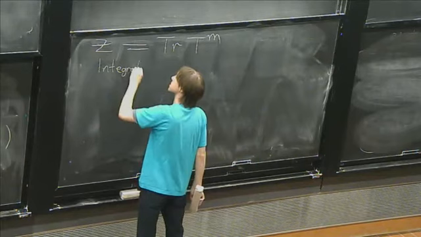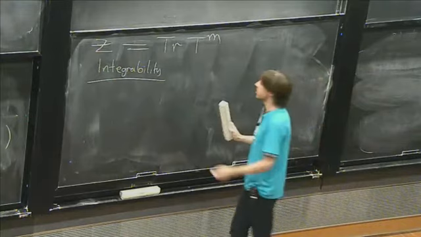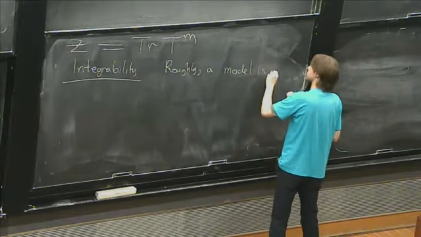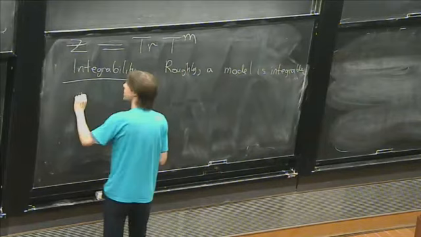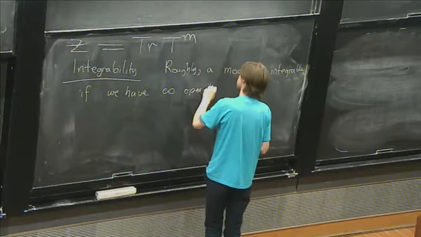So we're going to be considering integrable models, so you can ask, what does it mean for such a thing to be integrable? Roughly, a model is integrable if I can find infinitely many operators on V tensor N, which commute with T.